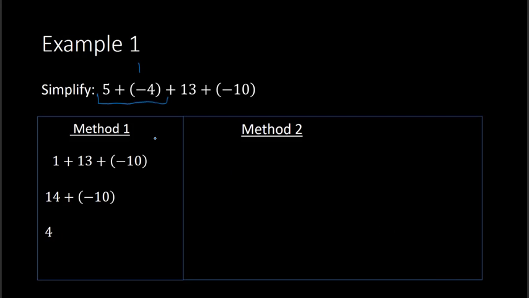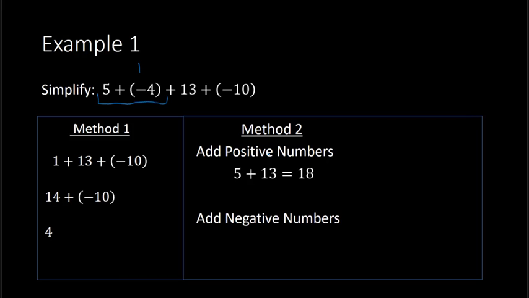Method 2, we could, if we wanted, look at the positive numbers and add those together, and then look at the negative numbers and add those together, and then combine at the end. If we do it this way, we would have the 5 plus 13, those are the two positive numbers, and that would give me 18. And then adding the negative numbers, we have negative 4 plus negative 10, and when we add those together, that would be a negative 14.